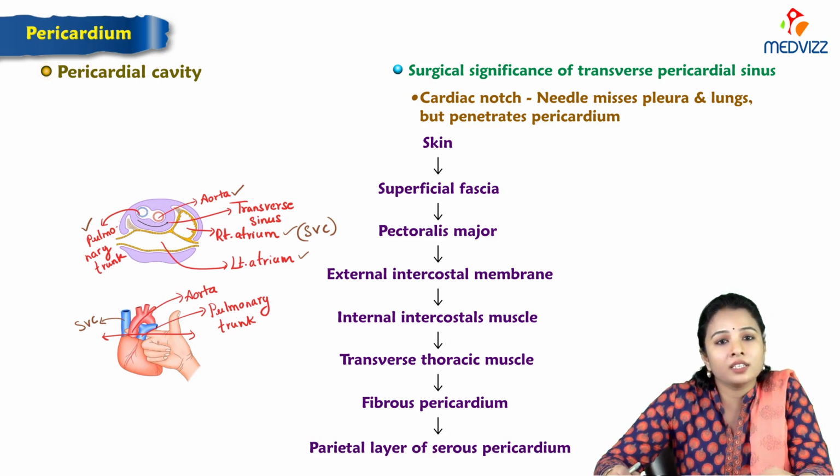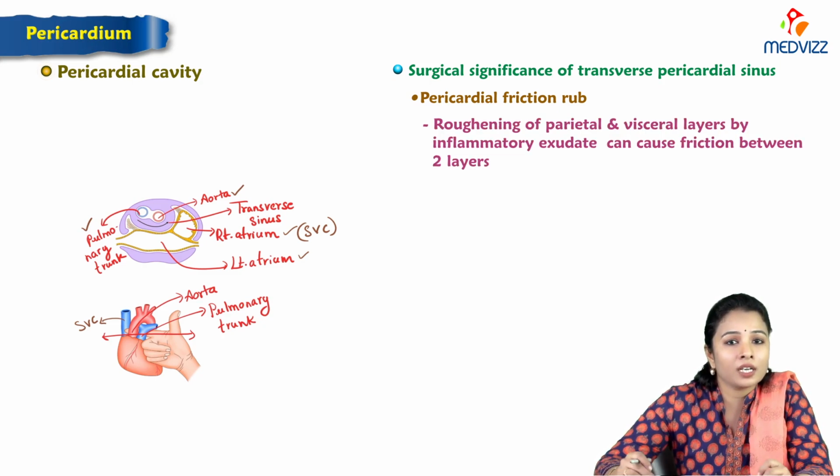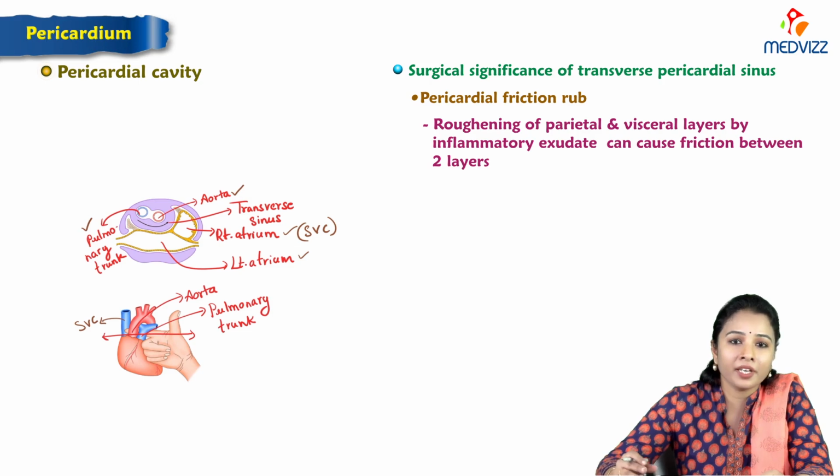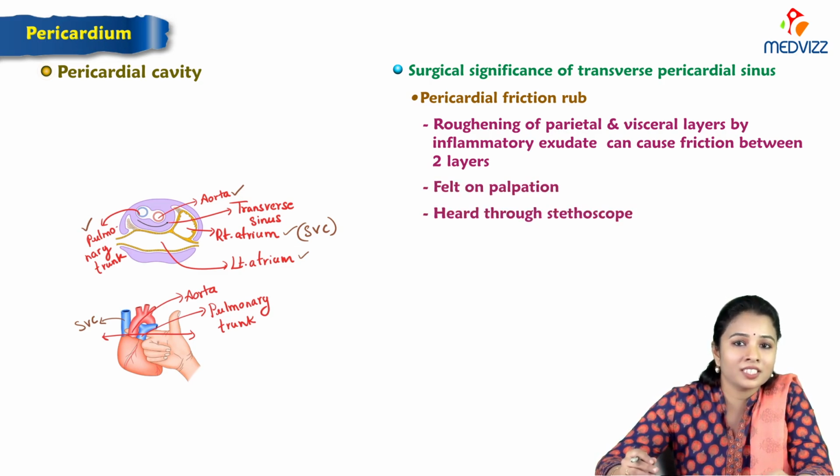The last condition we are going to discuss is the pericardial friction rub. The pericardial friction rub is the roughening of the parietal and visceral layers of serous pericardium by inflammatory exudate, that is the fluid that filters from the blood into the areas of lesion, like pus or a clear fluid. It can cause friction between the parietal and visceral layers, which is called pericardial friction rub, and which can be felt on palpation and heard through the stethoscope.